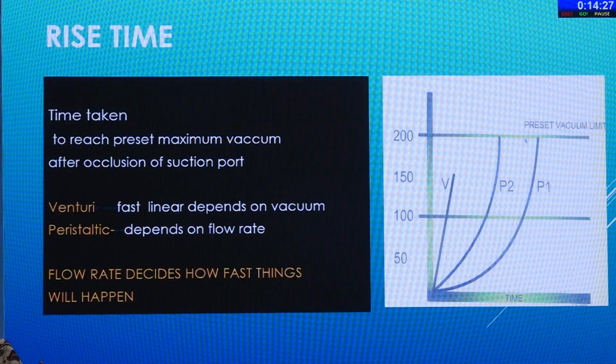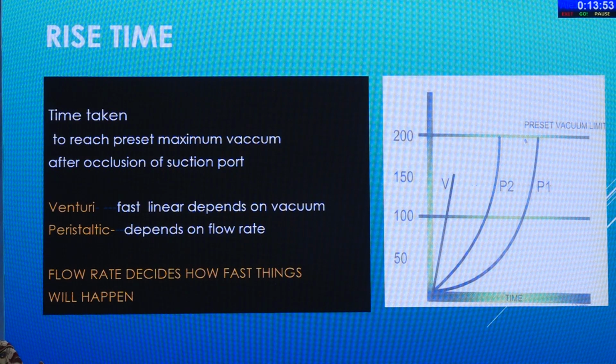Now there's a term called rise time. What is rise time? Rise time is the time taken to reach a preset maximum vacuum after occlusion of the suction port. If you see in this figure, in the venturi machines there's a sharp, fast and linear rise, because in a venturi machine it is only the vacuum, so the vacuum is directly there on the tip all the time. So the rise time, that is the time to reach the preset vacuum, is short, fast and linear.